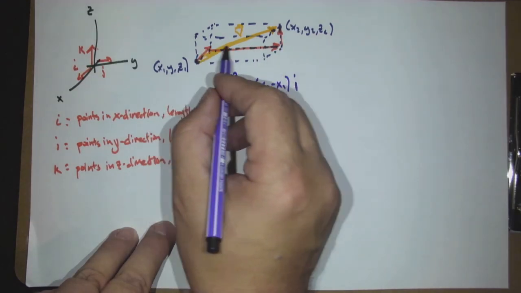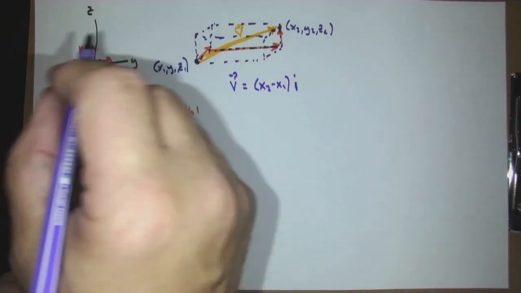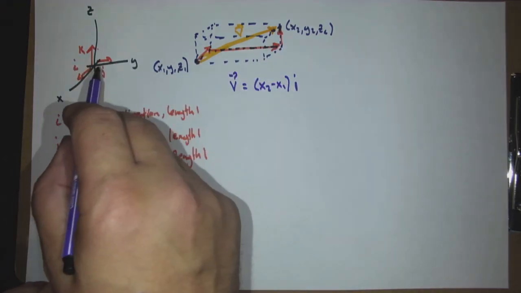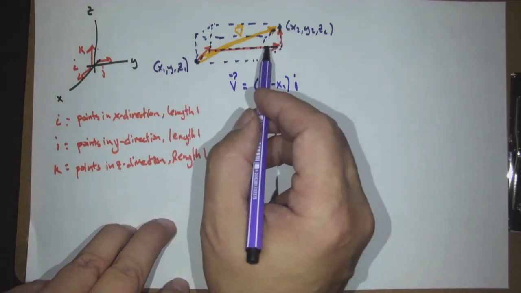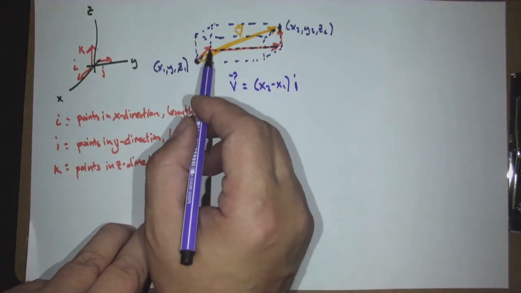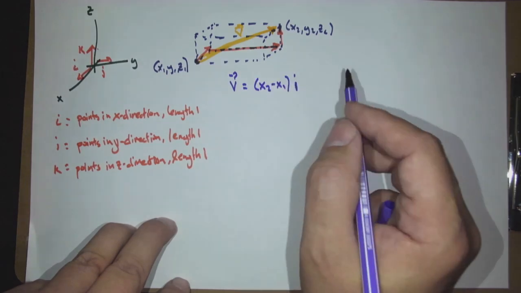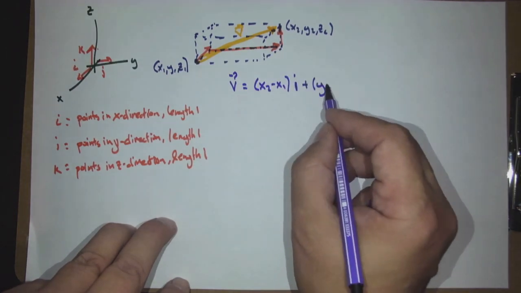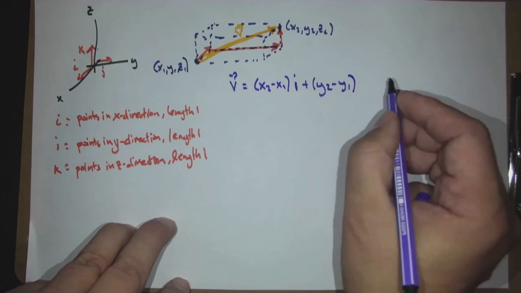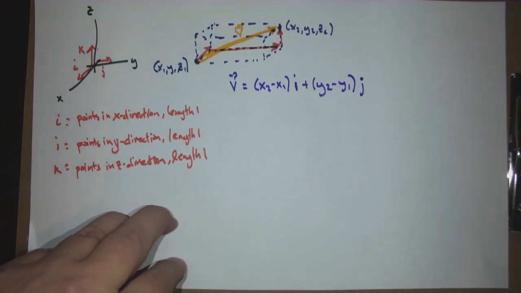Now, segment 2, I move purely in the y direction. So I'm parallel to the vector j. So I just have to say, how much did I change? I went from y1 over to y2. So what was my change in the y direction? y2 minus y1. So that is (y2 minus y1) times j.